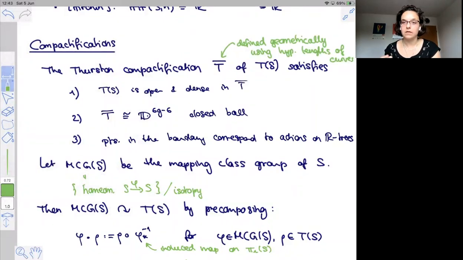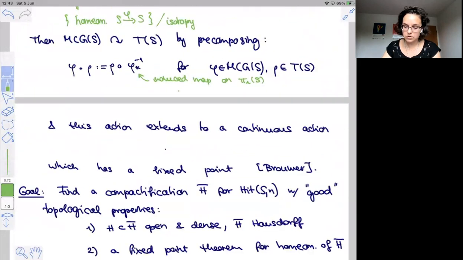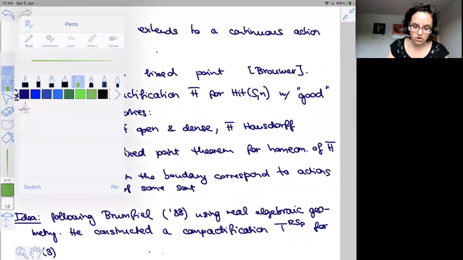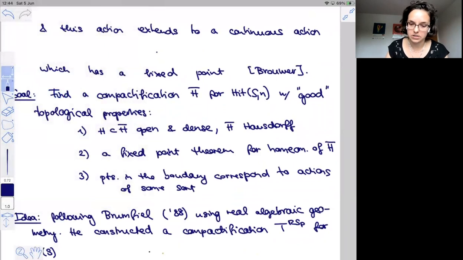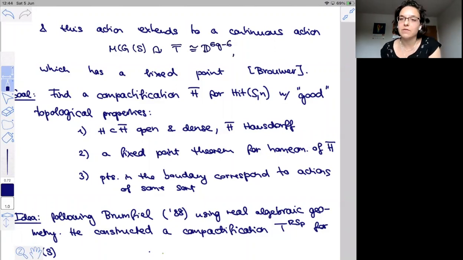Okay, and then the important point is now that this action extends to a continuous action on the Thurston compactification. So we get an action of the mapping class group of our surface onto the Thurston compactification, which is a closed ball. And so this action will have a fixed point. And this is a result by Brouwer that we already learn in topology.